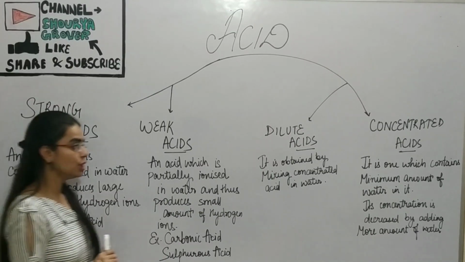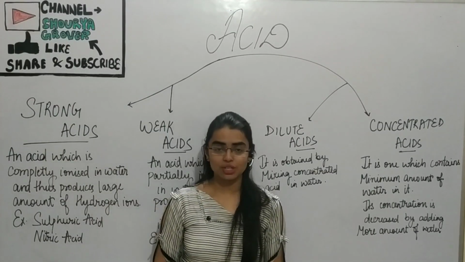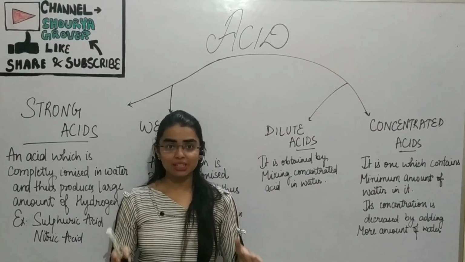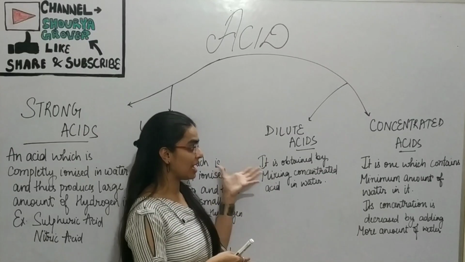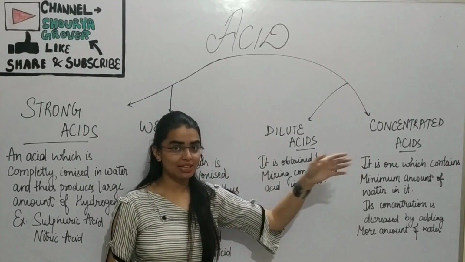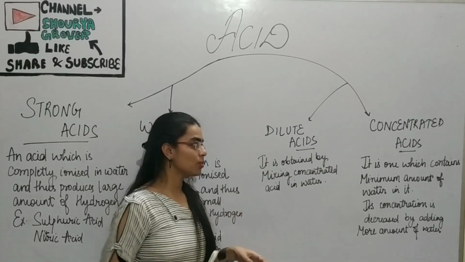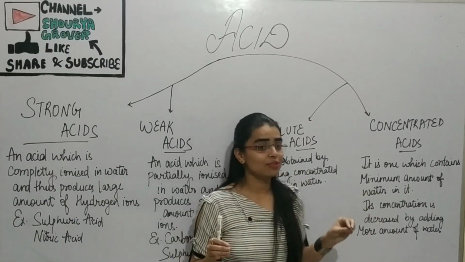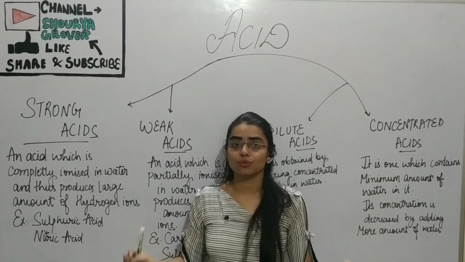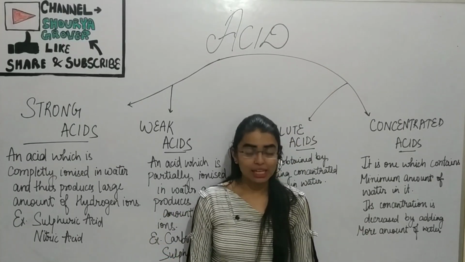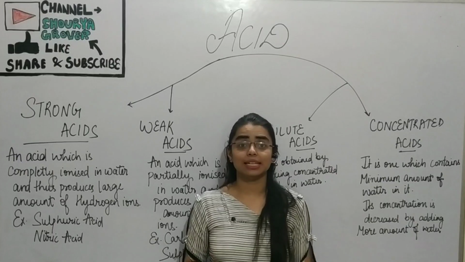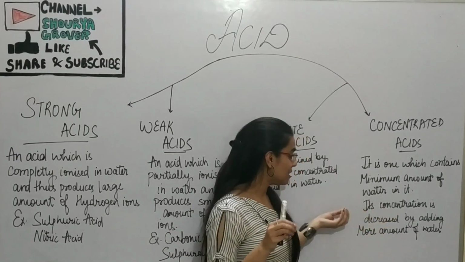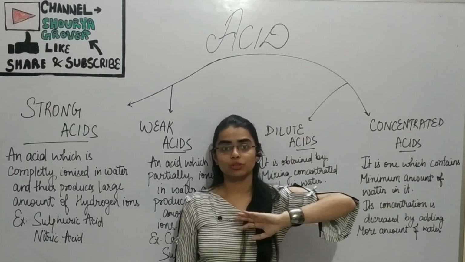Now moving forward to the next kind of categorization, that is based on the concentration. Now, when I divide acid on the concentration, it is divided into dilute acid and concentrated acid. Now friends, first I am going to tell you the concentrated acid. Concentrated acid is the one which contains the minimum amount of water in it. Its concentration can be decreased by adding more water.